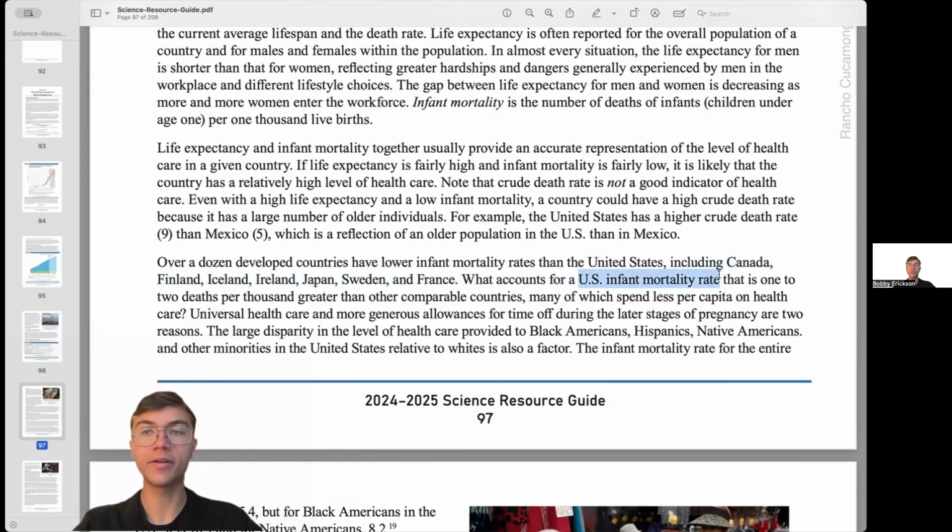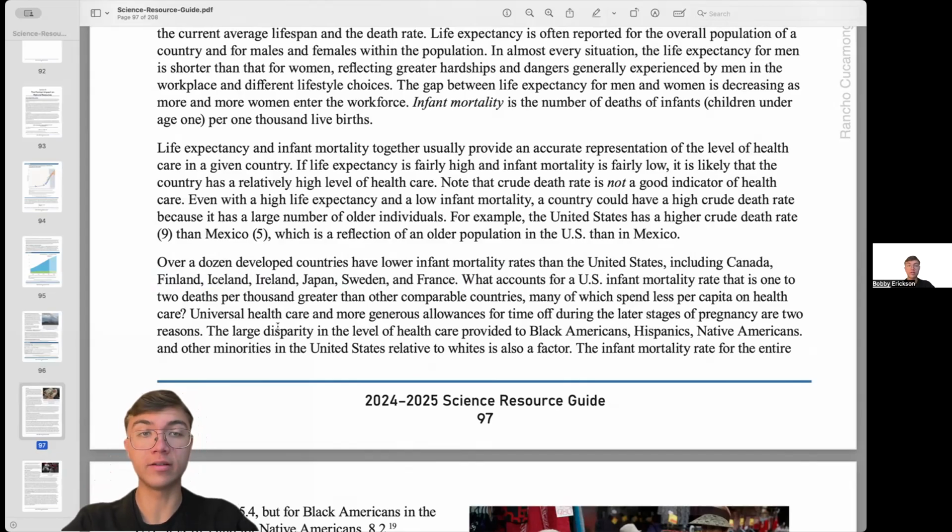Actually, in the US, the infant mortality rate is 1 to 2 deaths per thousand greater than other comparable countries. So the infant mortality rate, which is per 1,000 births, is actually 1 to 2 more than these other countries. And it's not because of how much we spend per capita on healthcare, since the United States actually spends more per capita on healthcare than these other countries. But universal healthcare and more generous allowances for time off during later stages of pregnancy, as it says here, are two reasons why the lower infant mortality rate exists in these other countries.